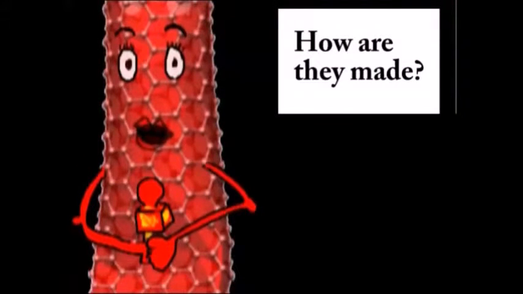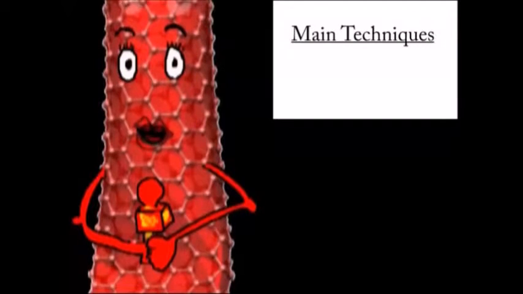The mechanism is still not fully understood, but in this video I will show you the setup for the main different techniques used by scientists to produce carbon nanotubes. There are two main techniques. The first one to be used was arc discharge.